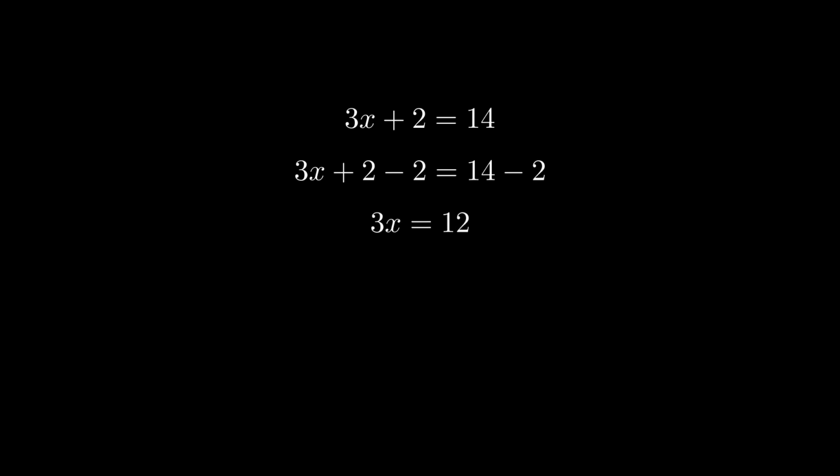Step 2. Solve for x. Next, we get rid of the 3 in 3x by dividing both sides by 3. That gives us 3x divided by 3 is equal to 12 divided by 3. Simplify to find x equals 4. So, when x equals 4, our expression 3x plus 2 is equal to 14.